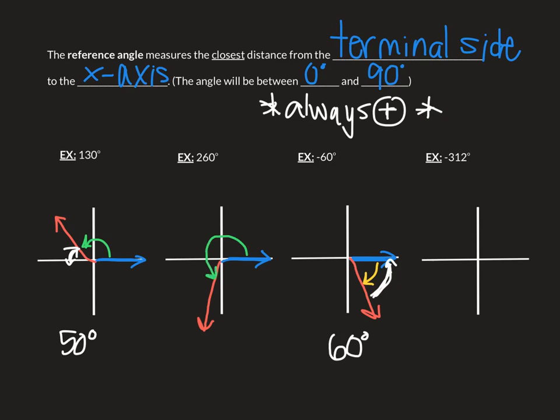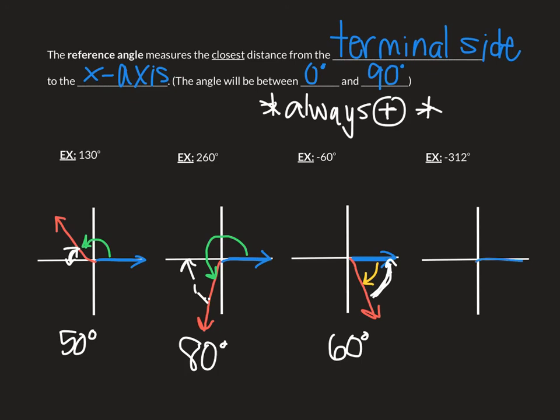Okay, where is the closest distance to the x-axis? Well, hopefully you said from this angle back up here to the x-axis. Well, how big is that? Well, if my axis is 180 degrees, then the difference between 180 and 260 is 80 degrees. So my reference angle here is 80 degrees. How'd you do? Okay, let's look at the negative one.